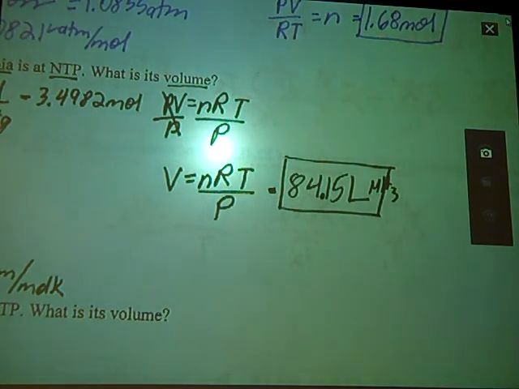The next step in the gas law journey is to go into gas law stoich. So we're going to reintroduce a little bit of stoichiometry in with these gas law type problems.